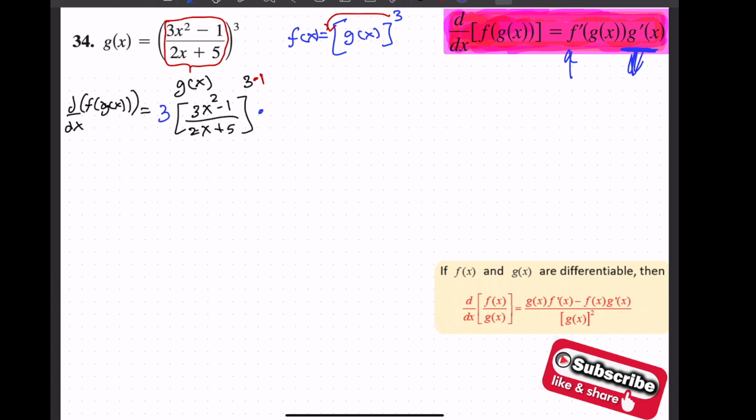And as you can see, we have the quotient rule down here, where f is the function at the top and g is the function at the bottom. The definition says equals g times f prime minus f prime times g prime. So let's do the notation then. We have our f of x for our quotient rule, which will be simply 3x squared minus 1, and our g of x equals simply 2x plus 5.